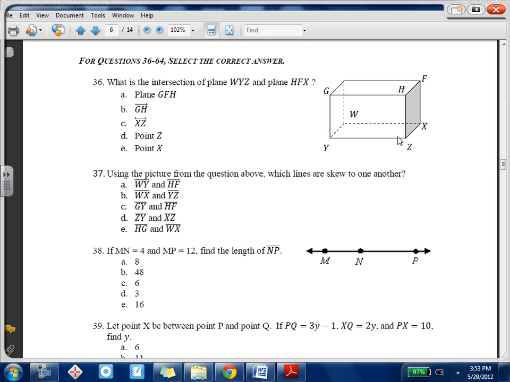Number 38. If MN is equal to 4 and MP is equal to 12, be careful. Make sure you label it correctly. MN is 4. MP is the entire segment, which is 12. This is simply the segment addition postulate, or the part plus the part equals the whole. So we have 4 plus x must equal 12. So therefore, if we solve it, we do minus 4 on both sides. They cancel out, we get x equals 8. And our answer is A.